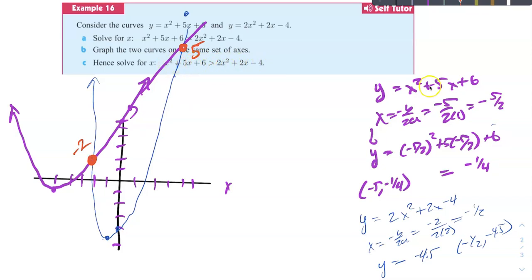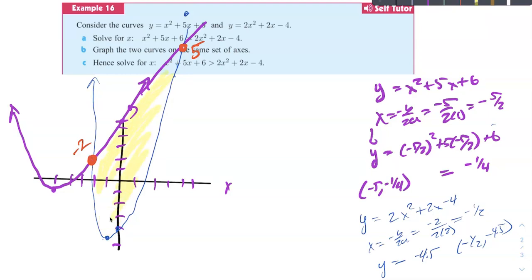So x squared plus 5x plus 6 is my purple graph. The other one is my blue graph. You want to know where the purple graph is above the blue graph? Well, right here, right? So on this side, the blue graph's on top. In the middle here, the purple graph's above the blue graph. You can tell right here: if you pick any point, like -1, purple's on top, blue's on bottom. So this middle part here is where it's true.